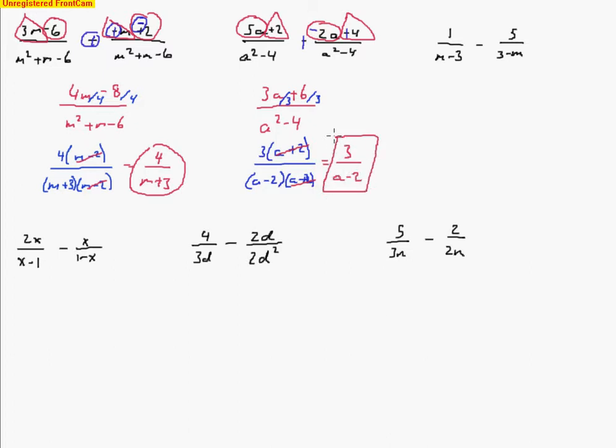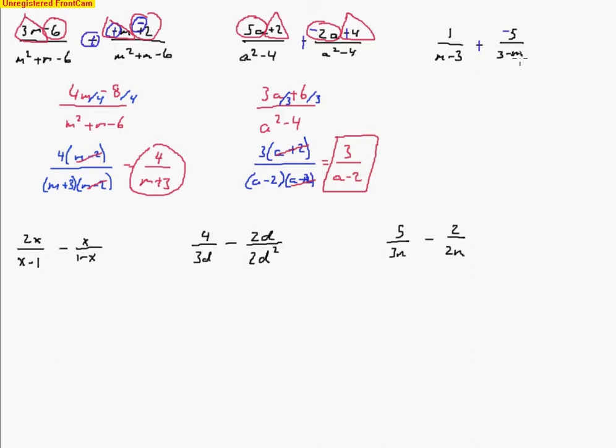Now the problems get a little tougher because we have different denominators. They look the same, m minus 3, but here it's a negative m and a positive 3. So the first thing I would do is change it to addition. You just get in the habit of doing that. I think you'll make fewer errors if you do that.